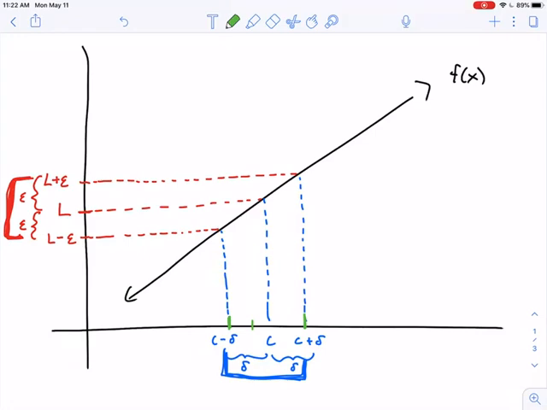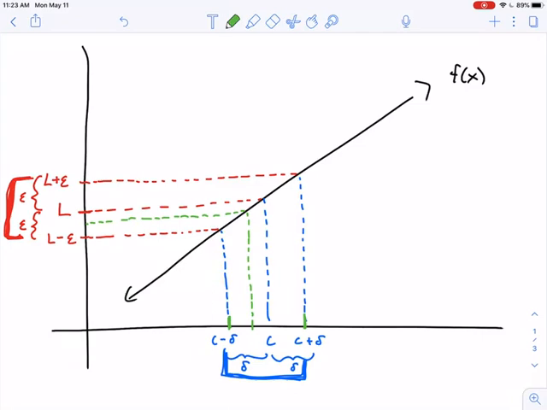So if I take this number here and I plug this into my function and find the y value that corresponds to it, I'd like to land right in between L minus epsilon and L plus epsilon. And here we go, we have done exactly that. We've landed right between L minus epsilon and L plus epsilon. So your goal here is you need to decide, well, how close do we need to get to C in order to land in between L minus epsilon and L plus epsilon.